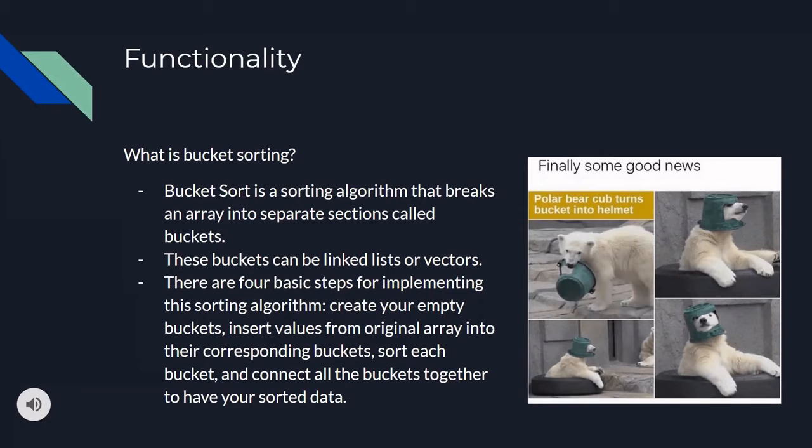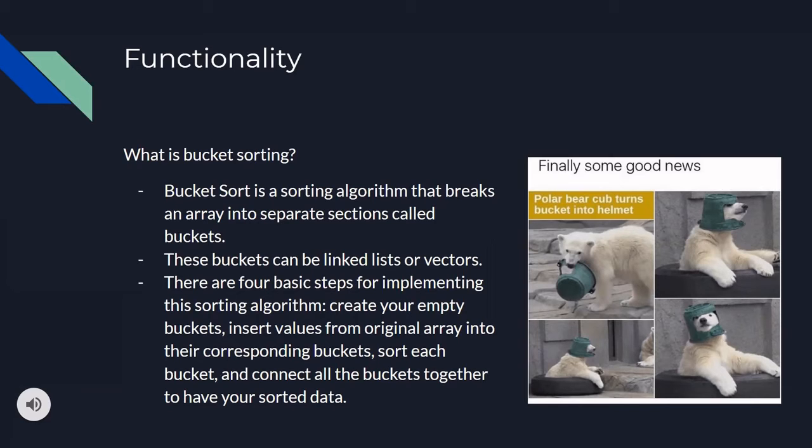So first to start off, we need to ask the question, what is bucket sorting? Bucket sort is a sorting algorithm that breaks an array into separate sections that are called buckets. These buckets can be linked lists or vectors. That's just what works best for this sorting algorithm. And there are four basic steps for implementing this sorting algorithm.